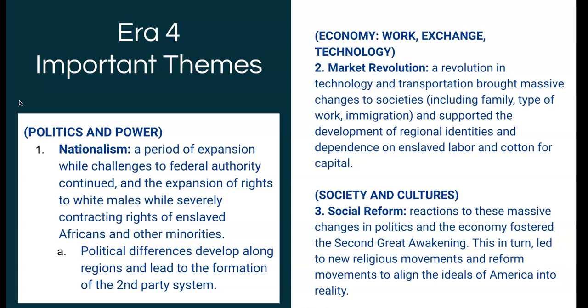The final theme is around society, and it's a period of social reform. And the period of social reform is really reactionary. One, to these big political and economic changes that are happening, and also a new religious movement in the United States, which historians call the Second Great Awakening. So Americans are reacting to these things, and new ideas are going to spring up, and we have the formation of new religious movements and reform movements, trying to improve society and also align and live within the ideals of America and putting them into reality.